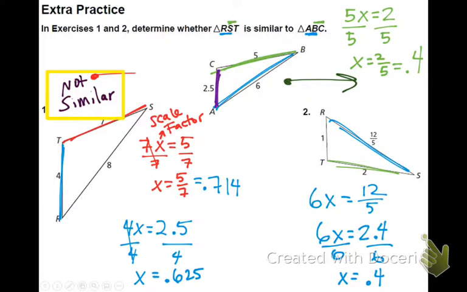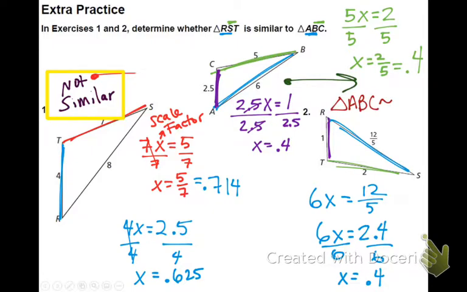So we're going to do 2.5 times the scale factor will give me what side length? 1. So divide by 2.5. And x equals 0.4. So are these similar? They are. So what you're going to do, I'm going to write it right here. It's going to be pretty small. Triangle ABC is similar to triangle, what is it? RST.